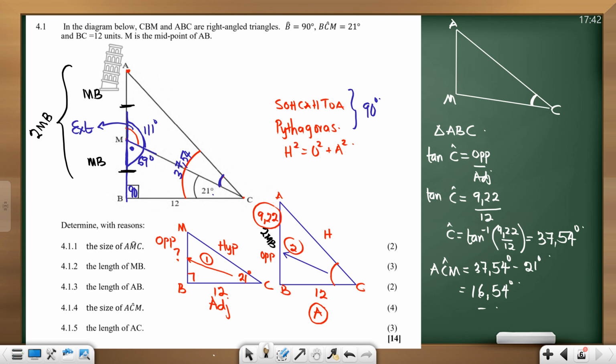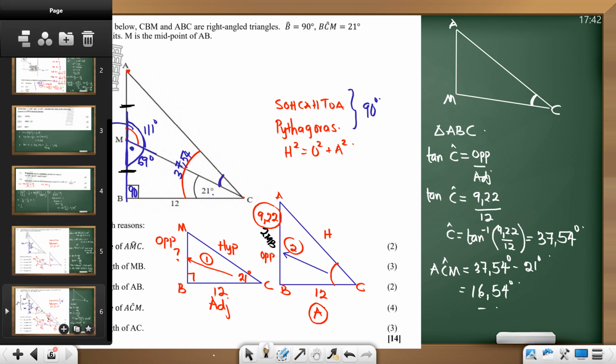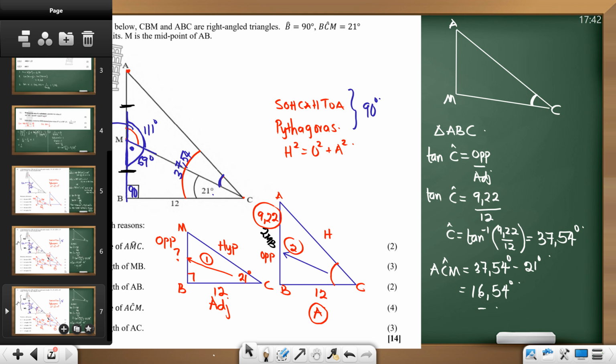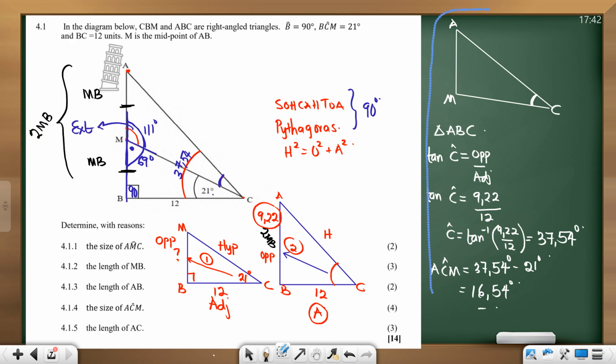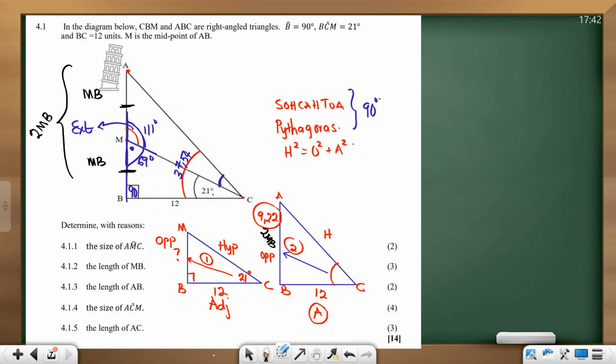Now, the length of AC. Oh, this one is now a walk in the park. There are 2 ways of getting the length of AC. Our answers may just be slightly different by decimals, but I could use Pythagoras to get AC, number 5. AC is the hypotenuse, so AC squared equals AB squared plus BC squared. What is AB? AB is 9.22 squared plus 12 squared. And I know that I am looking for the square root of that.